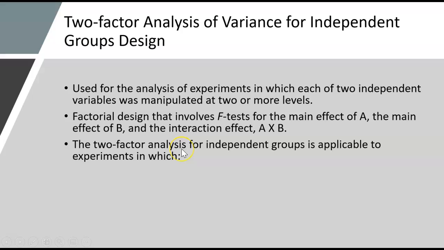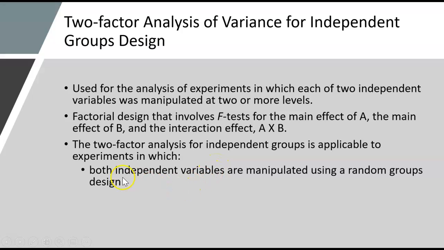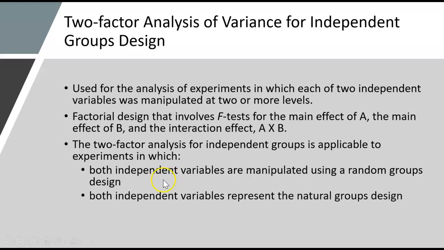Now, two-factor ANOVAs or two-way ANOVAs, or as Pallant puts it, two-way with in-between analyses, are going to happen in a variety of ways. Sometimes you have two manipulated independent variables and you're doing a random groups design, so you're assigning people to different conditions of both independent variables.